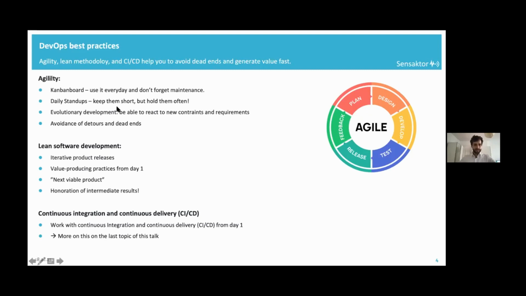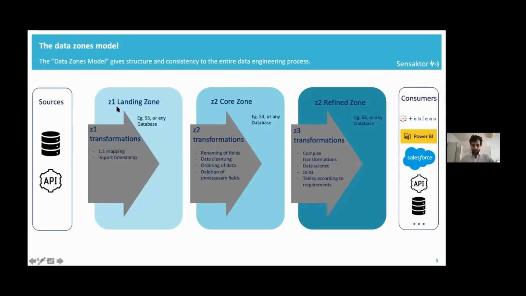So let's see. We'll dive in with the data zones model. This is a name for a model that gives a structure and consistency to the entire data engineering process. A data engineering process is everywhere where you have a data source and consumers on the other hand, and a process in between where you process the data.